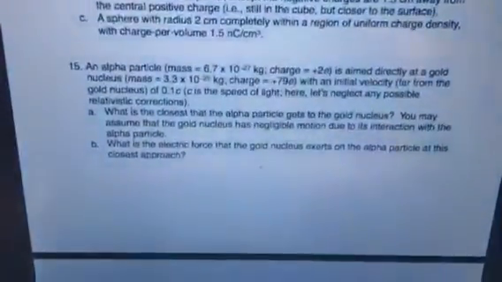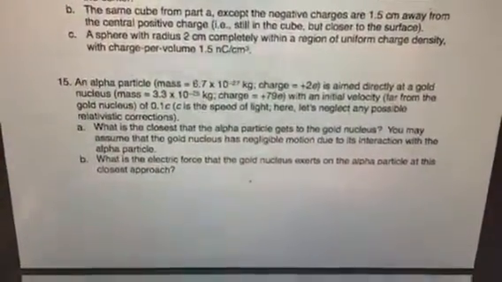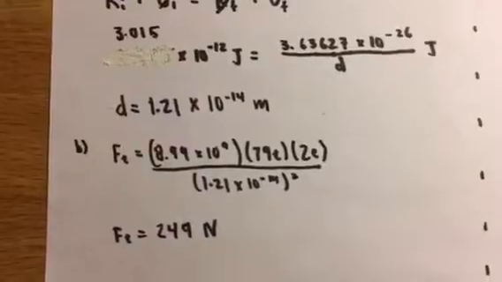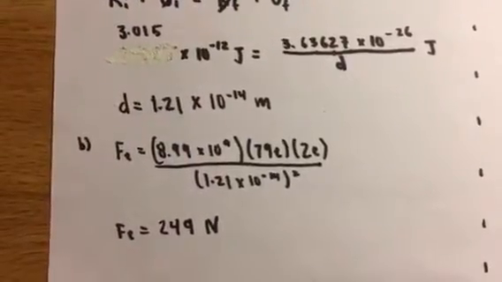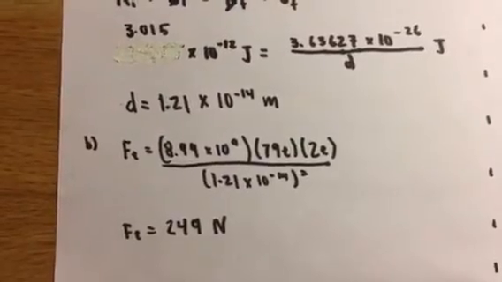Question B asks, what is the electric force that the gold nucleus exerts on the alpha particle at this closest approach? So for that, we just use the force equation, which is kq1q2 over r squared. And we plug in the numbers for that, and we get 249 newtons.